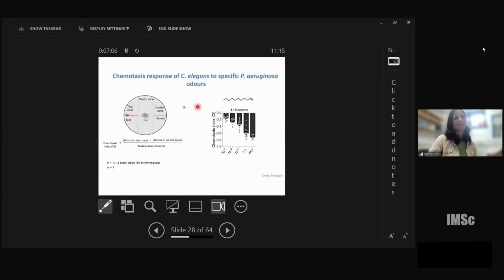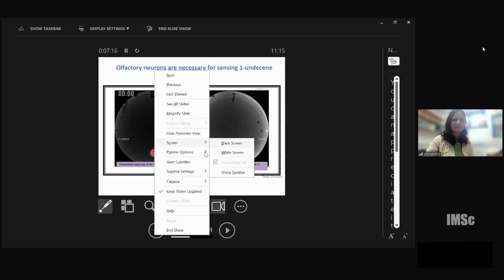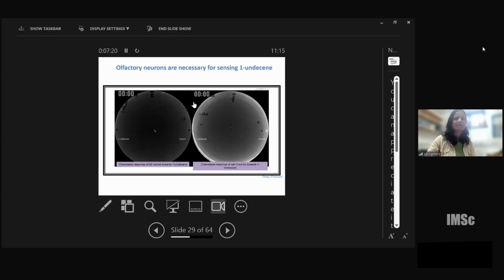We were able to say that of these 6 molecules that Pseudomonas made, one of them called 1-andesine, which is an alkene, was a repellent. And again, I'll show you a movie. This is where worms were doing chemotaxis. What you see in the center is worms. Here is 1-andesine, and they would studiously avoid this part of the plate, but they will mill around over here.